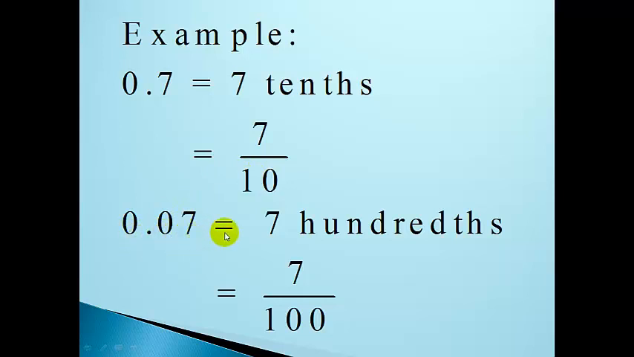Now, let's consider this example. 0.07 is equal to, now we can see that the 7 has occupied the hundredth position because it's the second digit after the decimal point. And that is equal to 7 hundredths. And 7 hundredths is equal to 7 divided by 100. And so 0.07 as a decimal fraction is equal to 7 divided by 100.